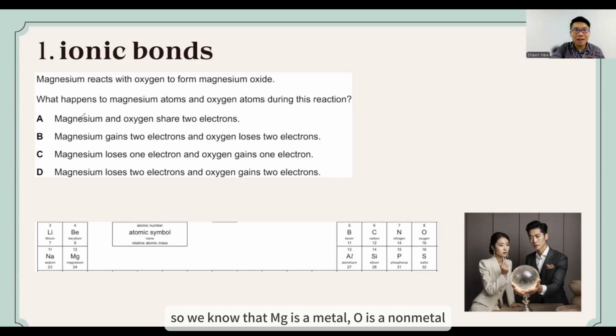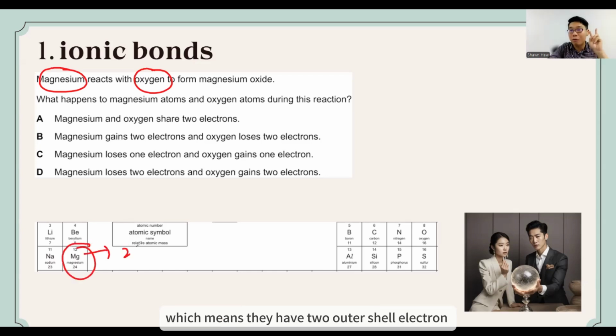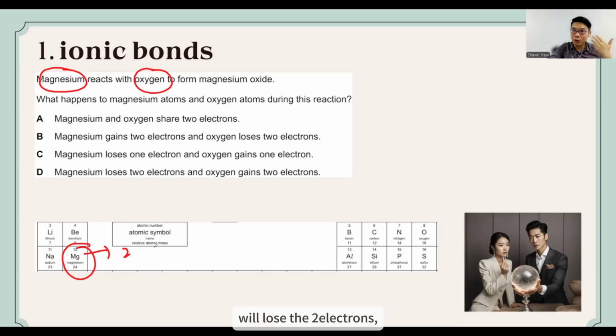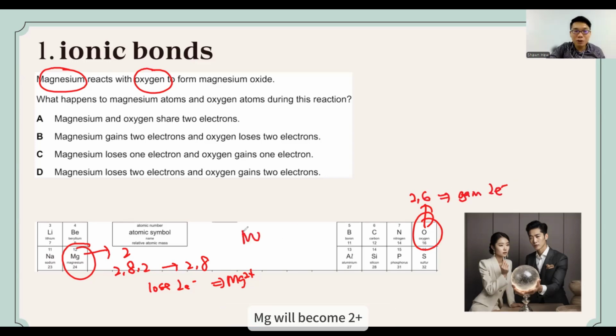For the second question, magnesium reacts with oxygen to form magnesium oxide. We know that magnesium is a metal, oxygen is a non-metal, so they will form ionic bond. Magnesium is group 2, which means they have 2 outer shell electrons, so they will lose the 2 electrons, going from 2,8,2 to 2,8. They lose 2 electrons to form Mg2+. How about oxygen, which is 2,6, so they will gain 2 electrons. Mg will become 2+, O will become 2-.